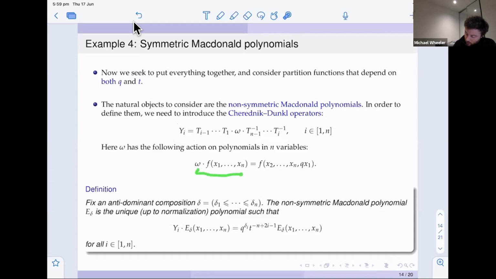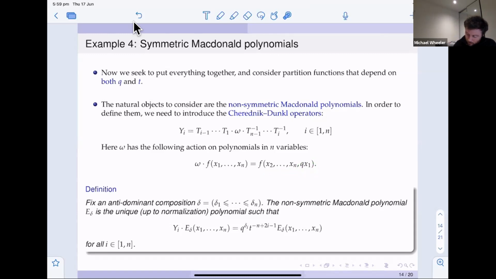It acts on a function in n variables and cycles the variables around. So think now again in terms of cylinders and circles. It's really the natural geometry for thinking of these objects. And so now you have a cyclic permutation of the variables, and the final variable, or the x1, gets scaled by q. So that's the action of omega. All right. So now we have the definition.